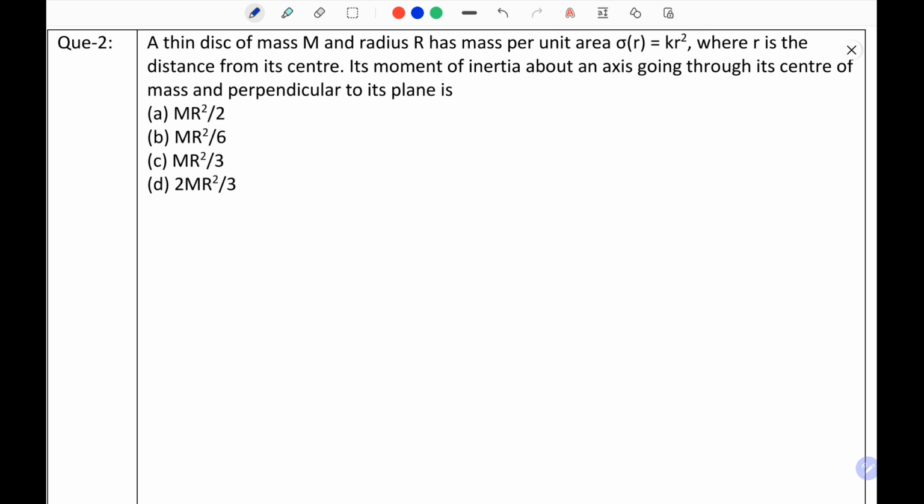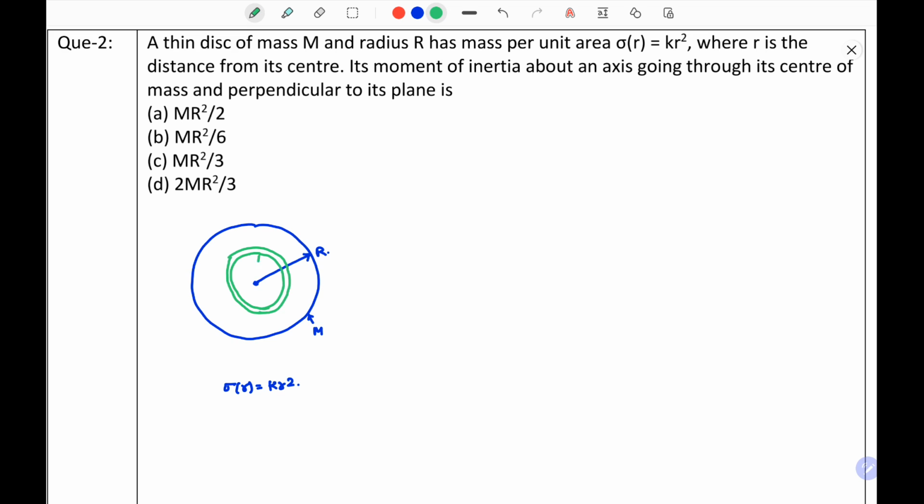Its moment of inertia about an axis going through its center of mass and perpendicular to its plane is. Suppose the given disk has mass m and radius capital R, and the mass density sigma r is given; it is equal to kr square. Therefore, mass increases as we move away from the center of the disk. To find the moment of inertia of the disk, we have to take an elementary ring, find the elementary moment of inertia of this ring, and then integrate to find the moment of inertia of the disk.